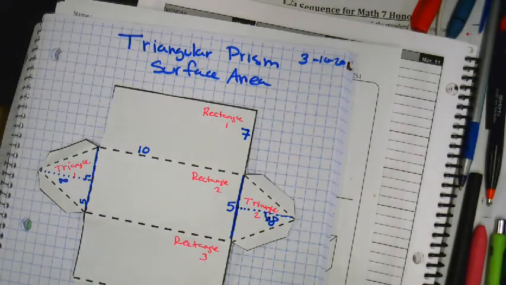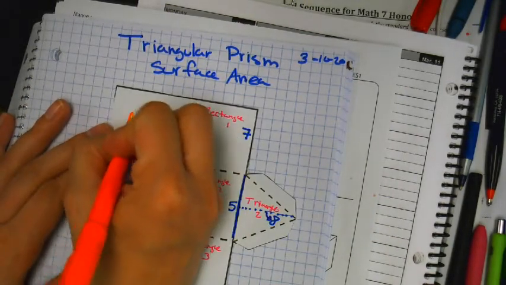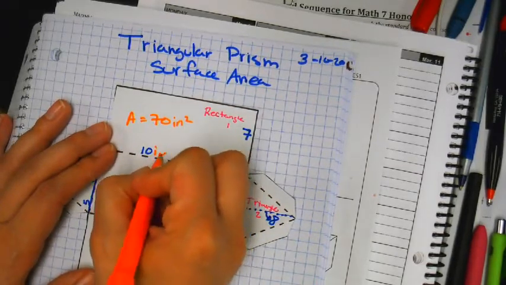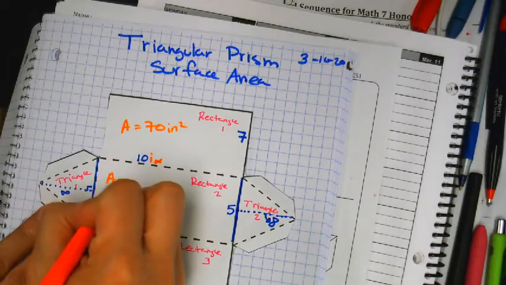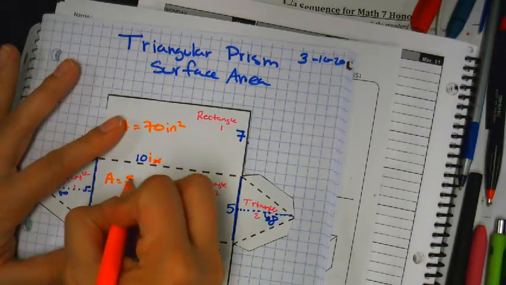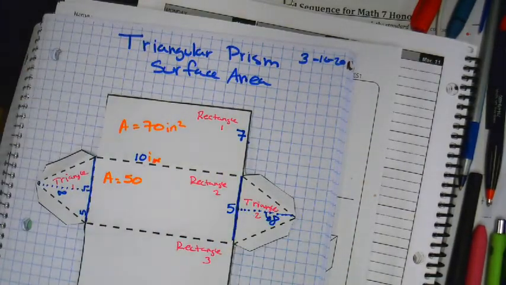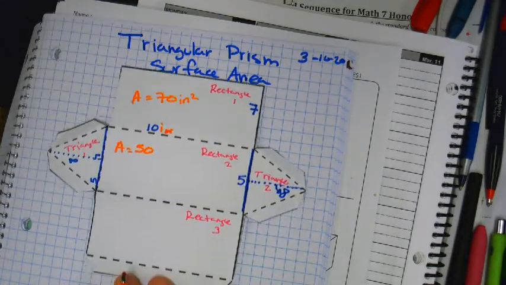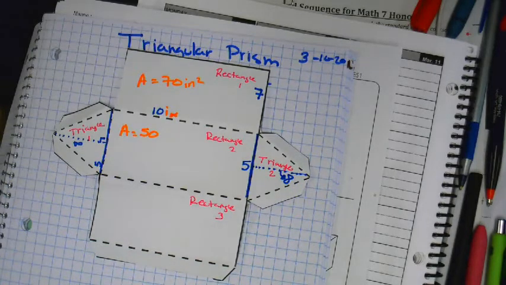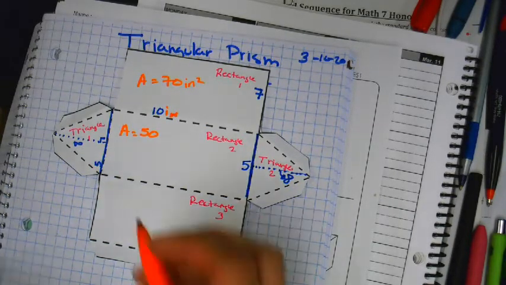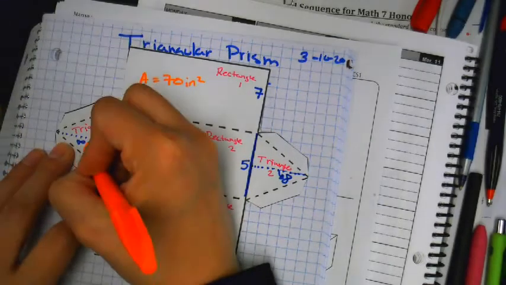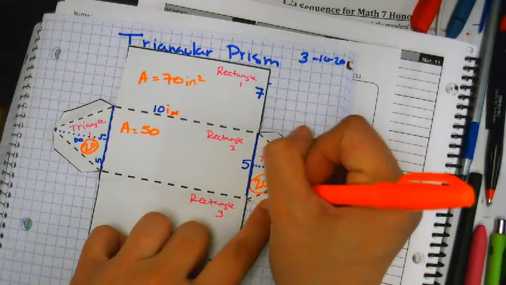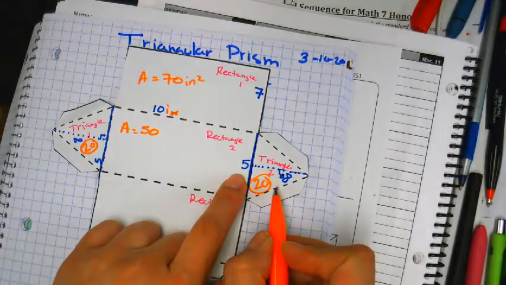What is the area of rectangle number 1? 70. We'll call it inches squared. What is the area of rectangle 2? 50. Okay. Before we do rectangle 3, what is the area of the triangle? 20. What is the area of this one? 20. Because it's 5 times 8 divided by 2.